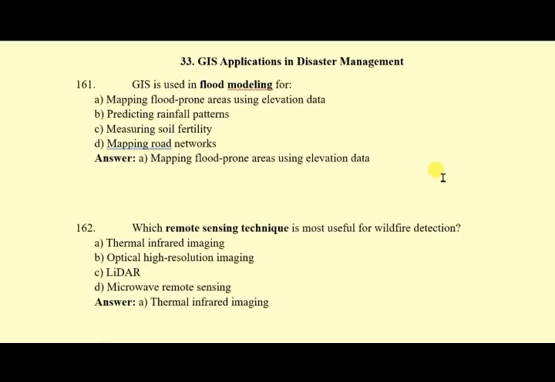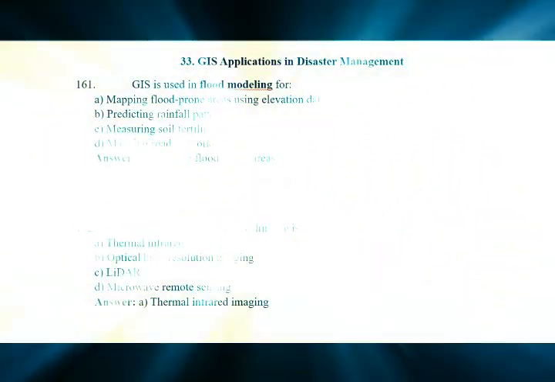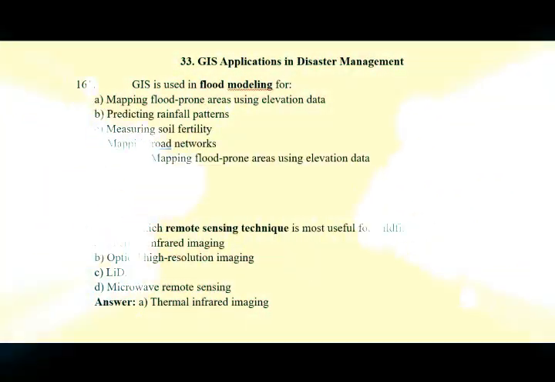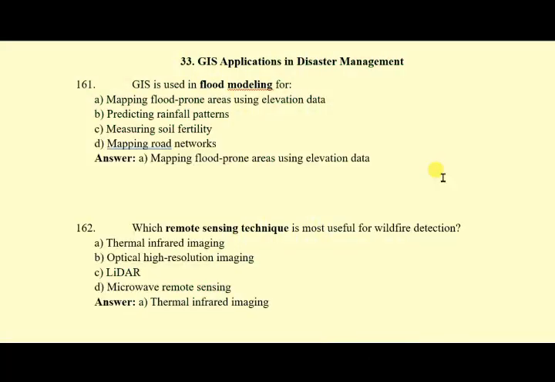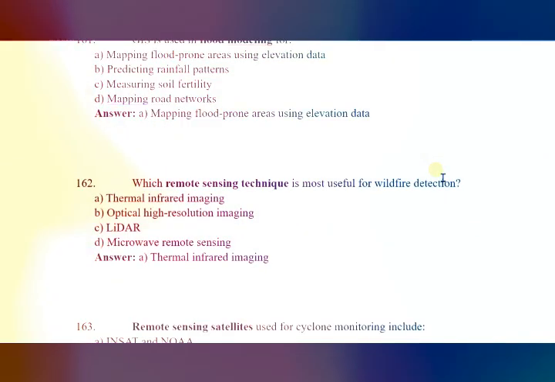Category 33. GIS applications in disaster management. Question 161. GIS is used in flood modeling for mapping flood areas using elevation data, predicting rainfall patterns, measuring soil fertility, mapping road networks. Here the right answer will be mapping flood areas using elevation data.